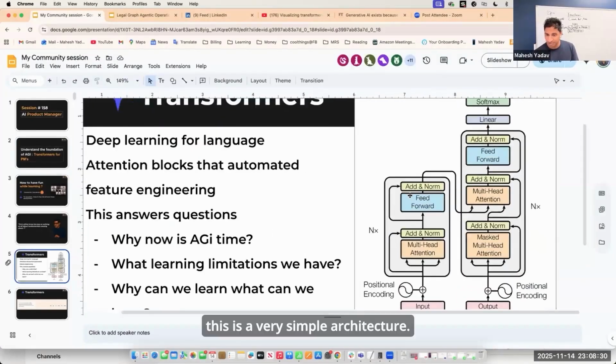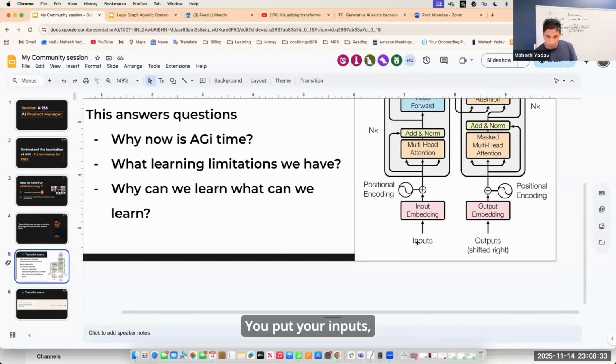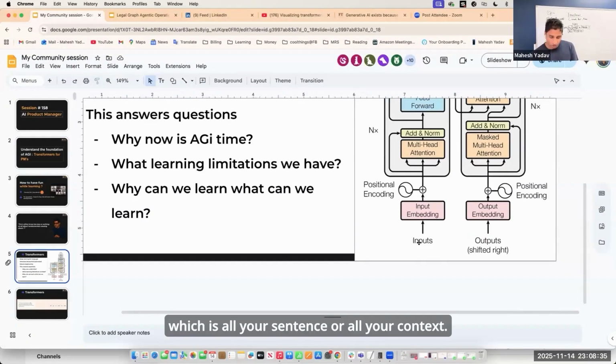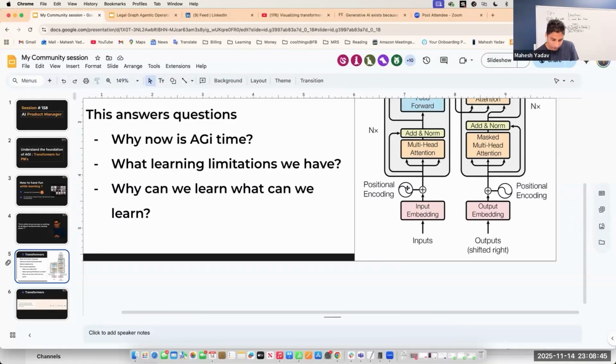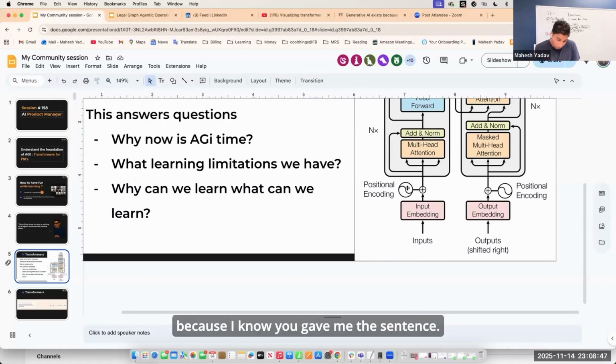So it's nothing. This is a very simple architecture. You put in your inputs, which is all your sentence or all your context. I go and create an embedding of that. Then I add where this is positioned in the sentence. I can do that because I know you gave me the sentence.